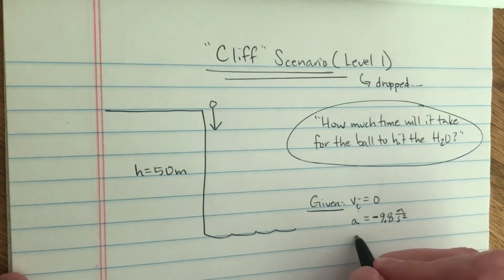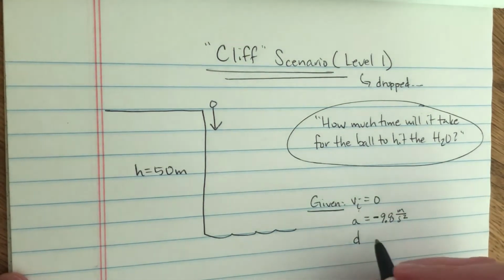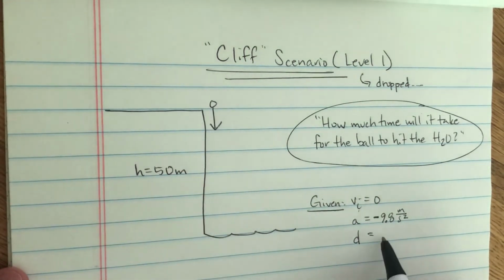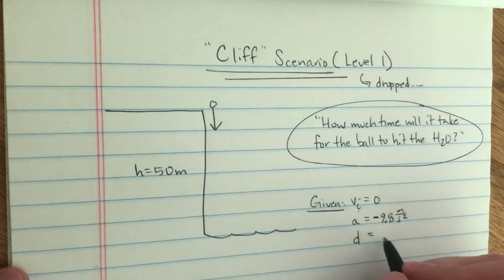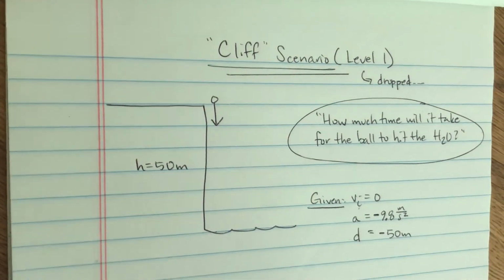And sticking with the theme of vectors where direction matters, the ball's displacement. A lot of times the natural tendency might be to say, oh, the ball is 50 meters up, so let me say displacement is 50 meters. But displacement is where something ends up compared to where it started. So since the ball ends up 50 meters below where it starts, the displacement is going to be negative 50 meters. So these are the three variables we know.